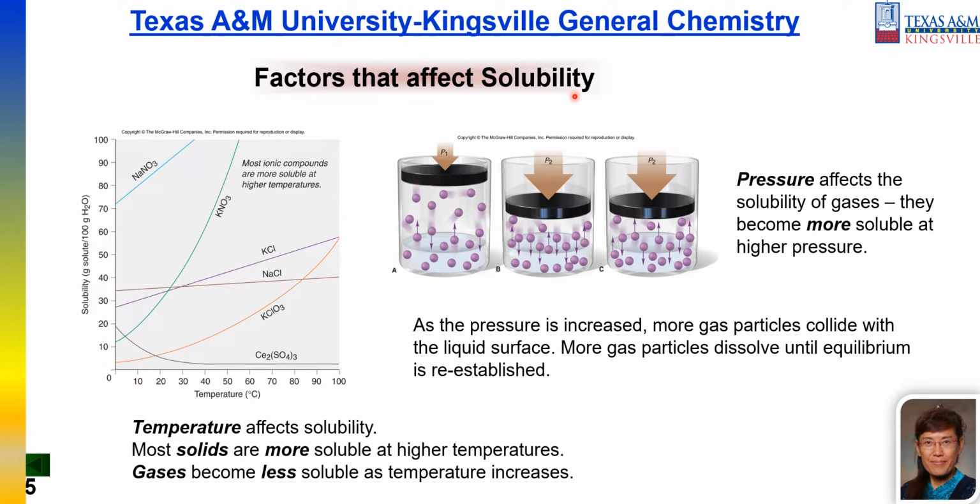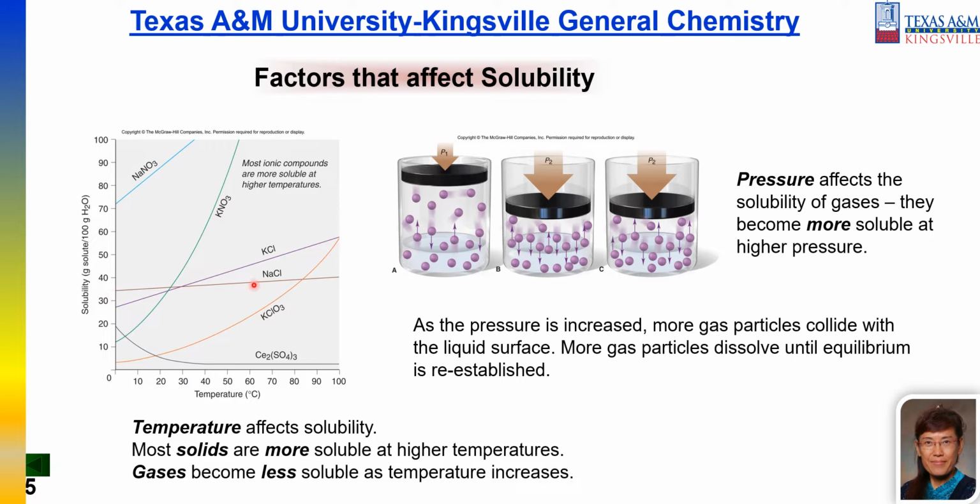Solubility is going to be affected by the temperature and by the pressure, particularly for your solid. If you have your solid, your pressure influence is negligible. Your temperature is the major impact factor. You have three types of compounds. One of them, when you increase the temperature, your solubility increases. Maybe linear, maybe exponential, such as potassium chloride, potassium nitrate, sodium nitrate.